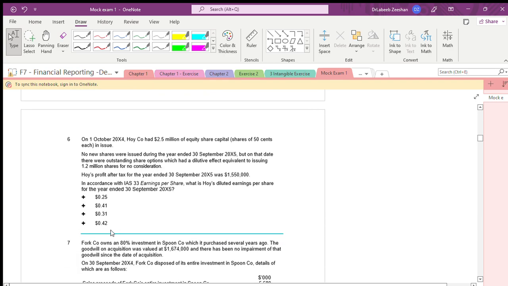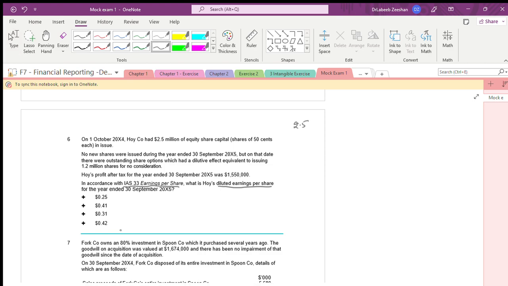On 1st October 2004, High Company had 2.5 million equity shares. No new shares were issued during the year. 30th September. What they are asking you is to calculate earnings per share. What is the diluted earnings per share? How many shares are there? They have shares of 2.5 million equity capital.